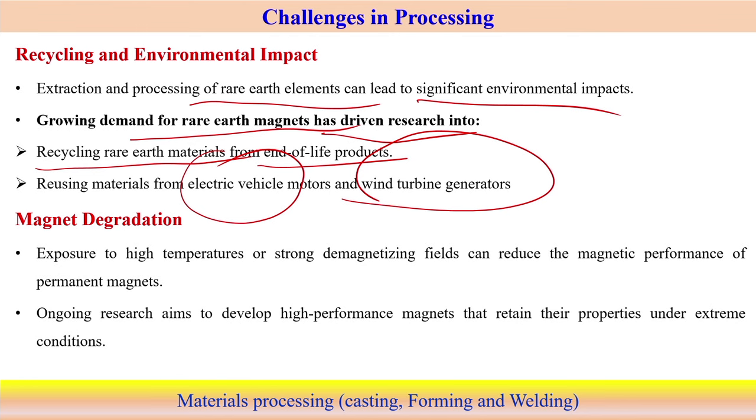That is one of the main challenges associated with recycling and the environmental issues of magnetic materials. Another difficulty associated with magnetic materials is the degradation of the magnetic properties over time, or when the material is exposed to high temperature. A strong demagnetizing field can also decrease the magnetic performance of a permanent magnet.